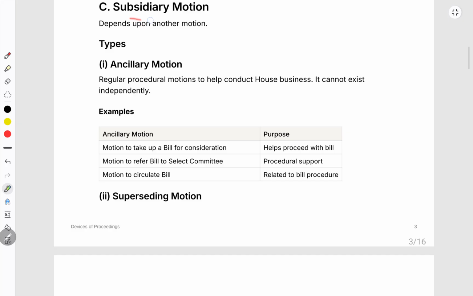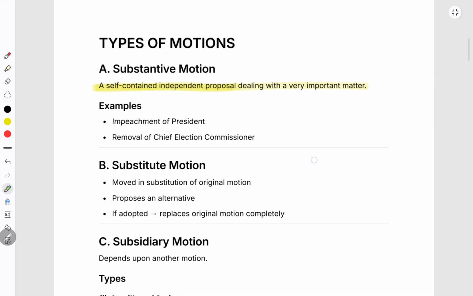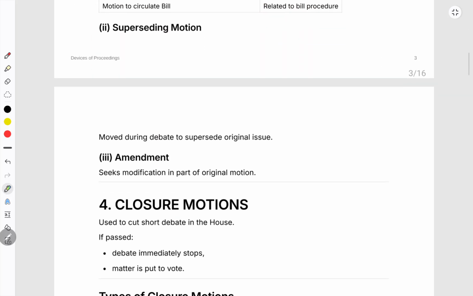Now the second type of subsidiary motion is superseding motion. Superseding motion is moved during a debate to supersede the original issue, right? Supersede, to overlap it. Now third is amendment. Amendment basically seeks modification of part of the original motion, right? Now this was all about the types of motion.